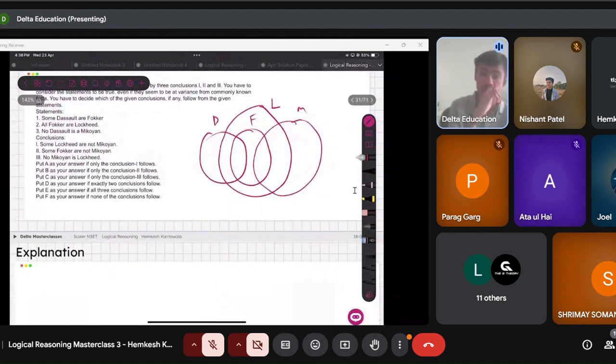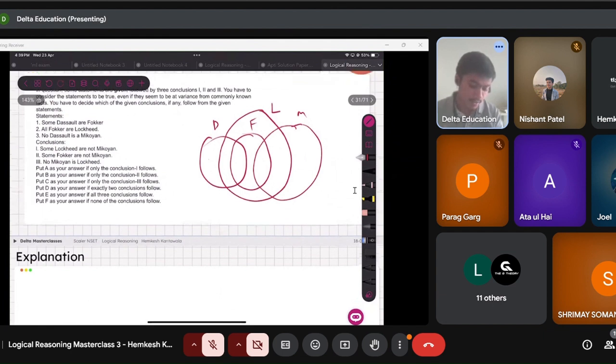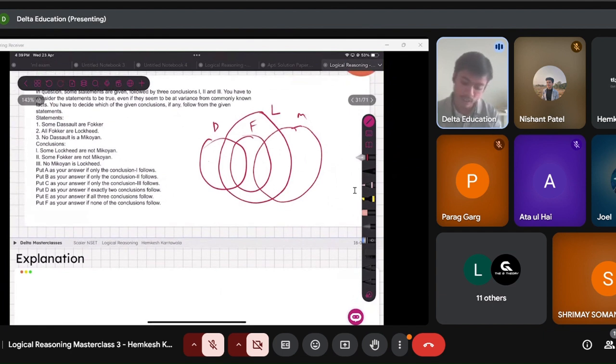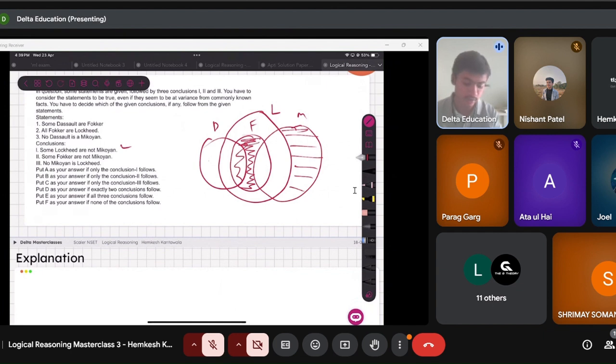Now, if we look at the conclusions from this, some Lockheeds are not Mikoyans. So yes, these are the Lockheeds, but these are not Lockheeds, but they are Mikoyans. So conclusion one is correct. Some Fokker are not Mikoyan. So these are the Fokkers who are not Mikoyan. So yes, this is also correct.